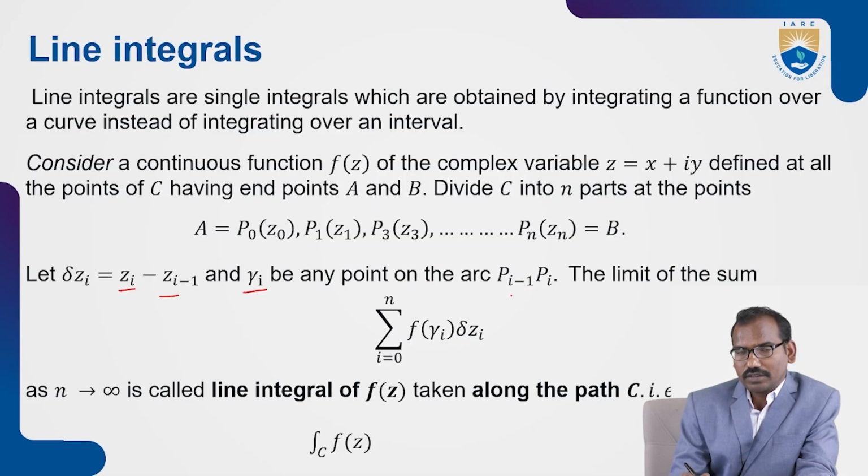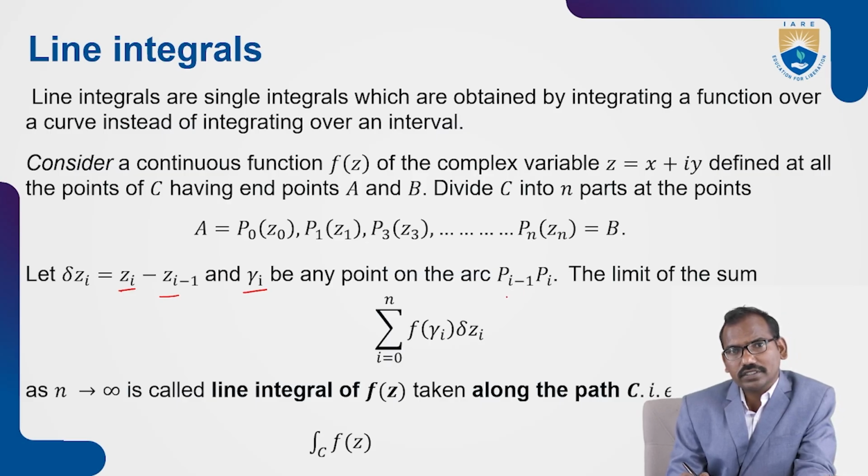So we are dividing the curve C into how many parts? N parts. Out of n parts, we have different arcs. How many arcs will we have? N arcs. So this is the ith arc. There is one point on the arc which is gamma i.